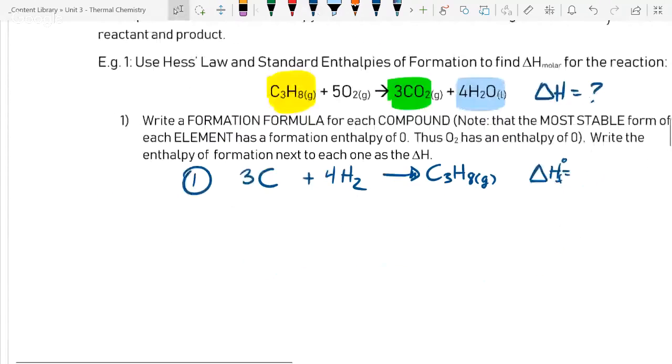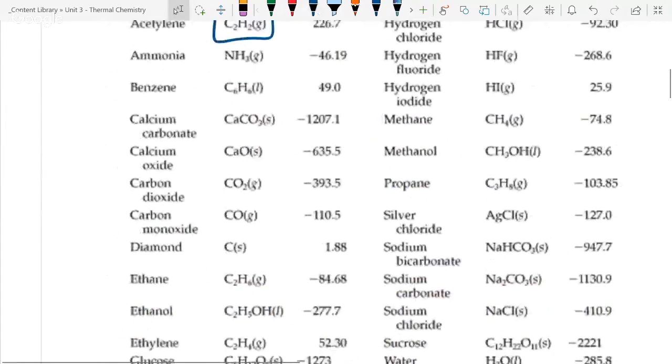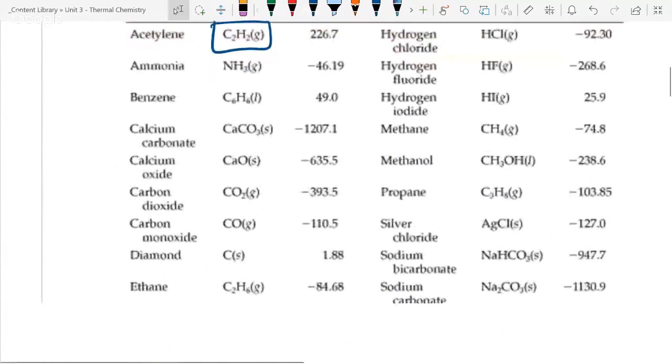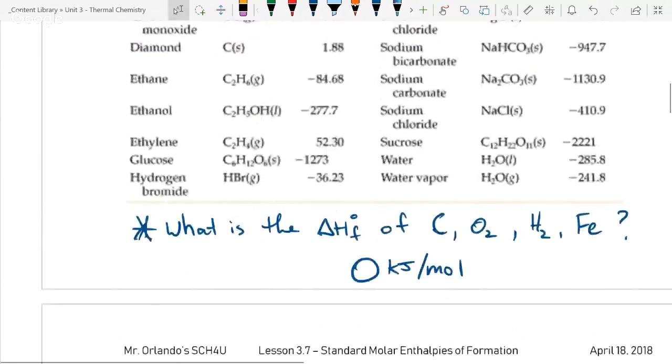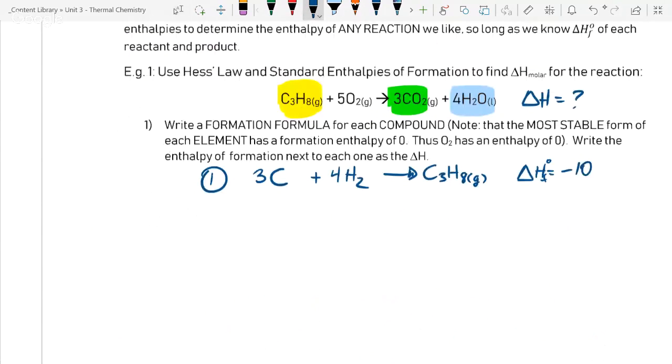So is C3H8 on there? Hopefully I didn't screw up. I see it. By the way, what's C3H8 called? Propane. So what's its delta H naught F? Negative 103.85. Okay, so negative 103.85. There you go.